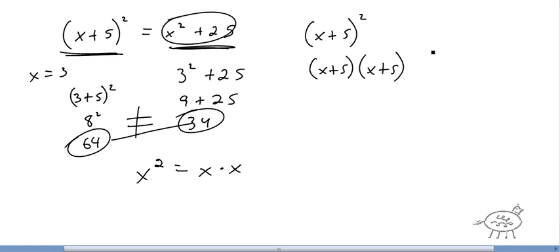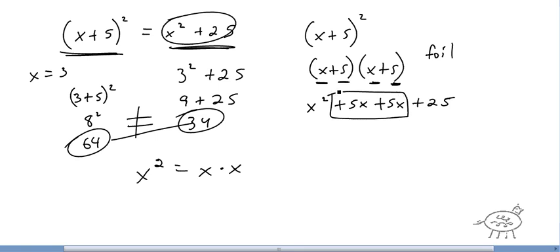So what happens now if I do FOIL? This is not like the ones we had at the beginning of this lesson where it cancels, because it's the same term here and the same term here. It's not opposite. So I'm going to have to do FOIL. First, x times x is x squared. Outer plus 5x. Inner plus 5x. And last plus 25. So these actually don't cancel. That's important. You combine like terms, and we get x squared plus 10x plus 25. That's actually our answer right here.